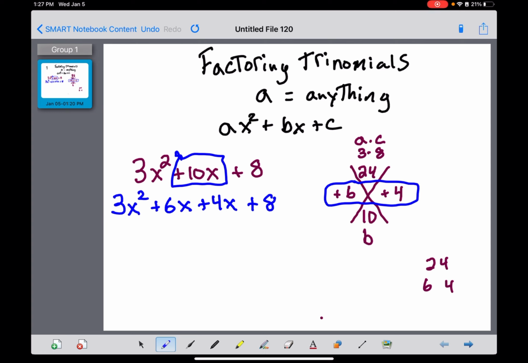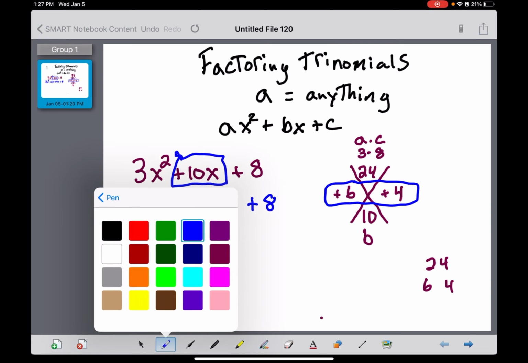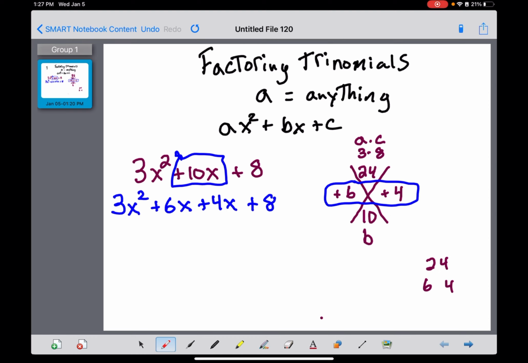So essentially what I've done is I've split that middle term into two things. I haven't changed the value of it because 6x plus 4x is 10x. I haven't done anything. But now what we have is 4 terms. And when we do things with 4 terms, we factor by grouping. So we're going to group now the first 2 terms together, and we're going to factor out a GCF.